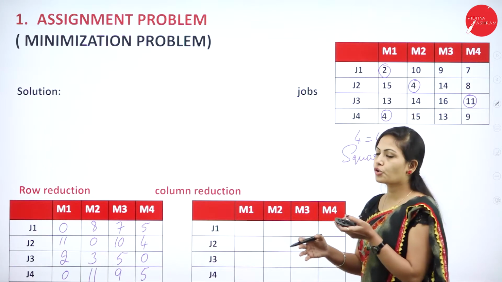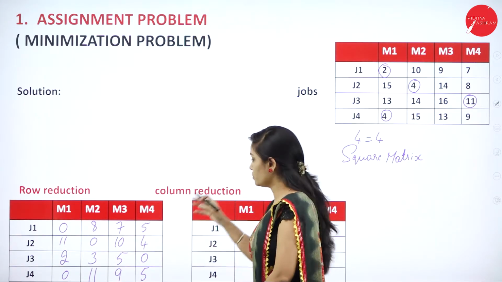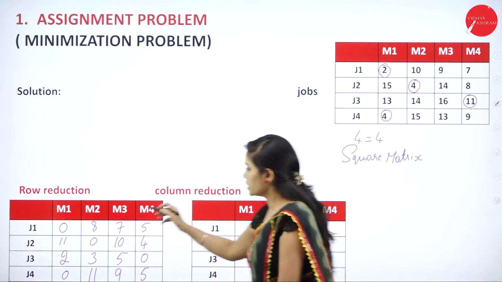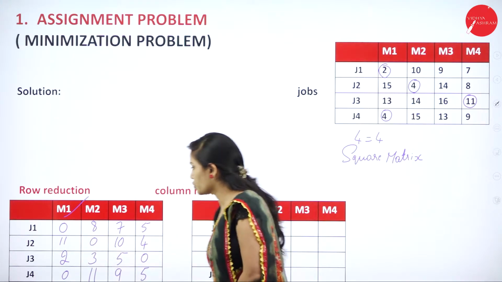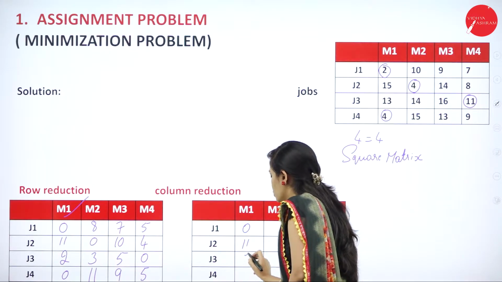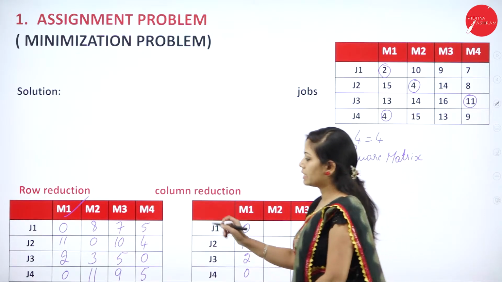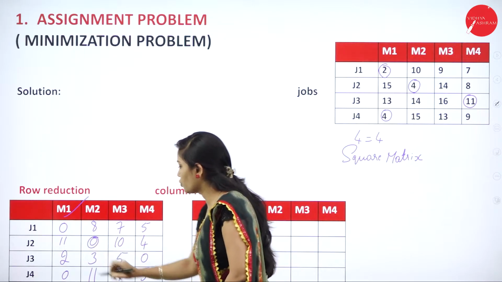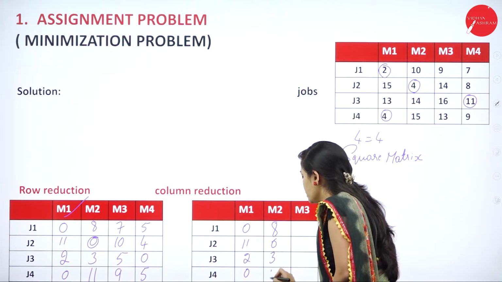So after this row reduction, we can find the column reduction, right? Now I will show you the column reduction. Just consider the first column. In the first column, the least value is 0. So 0 minus 0 is 0 and 11 minus 0, 11. 2 minus 0, 0 minus 0. And in the second column, the least value is 0. So you will get the same values 8, 0, 3 and 11.